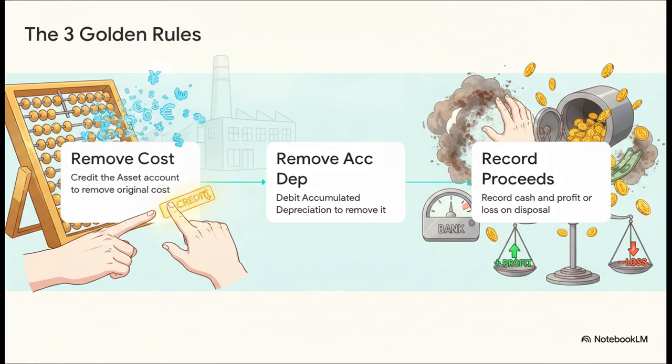Because the asset is an active account with a debit balance, we do the complete opposite. We credit the asset account to remove it. Second, we have to clear out all the depreciation it has gathered over its useful life. Since accumulated depreciation is a credit balance, we debit it to make it disappear. And third, we record whatever cash we got in the bank and figure out whether we made a profit or took a loss on this whole farewell.